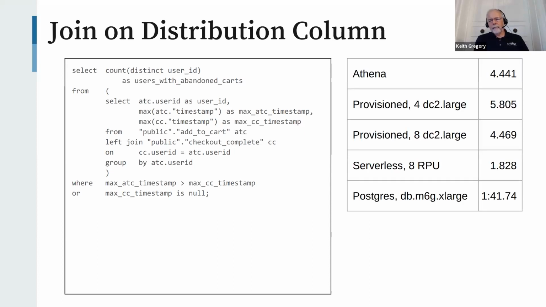So in here, the numbers are bigger. We're basically doing a join between a 19 million row table and a 10 million row table. So again, I was a little bit disappointed with the 8 node provisioned cluster. I expected it to take half the time of the 4 node cluster. It didn't. On the other hand, the serverless cluster was about half the time.